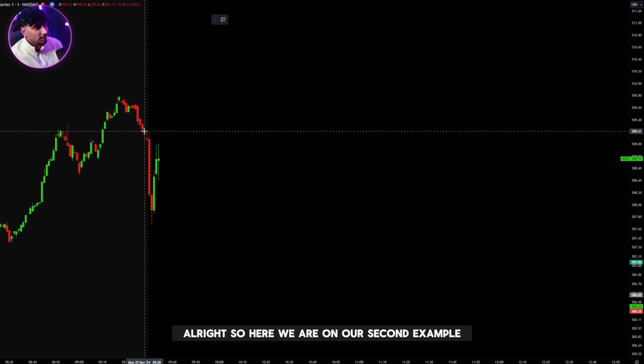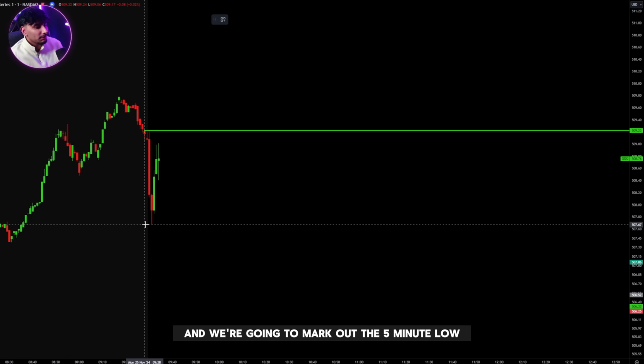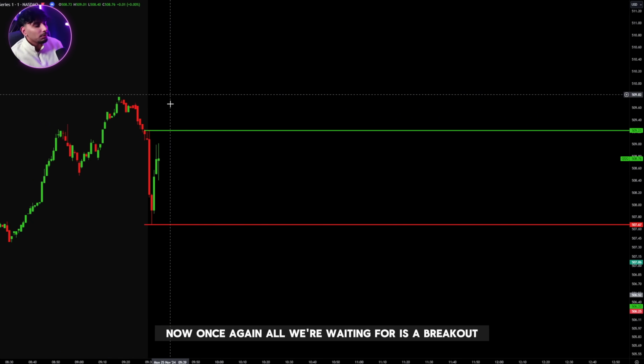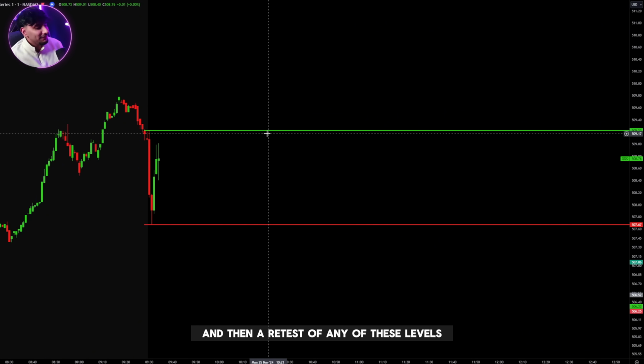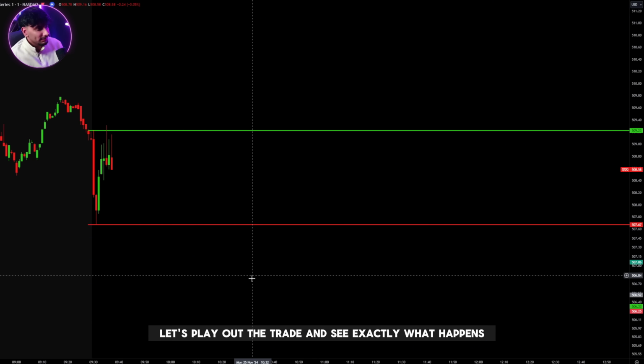All right, so here we are on our second example. In this example, we're going to mark out the 5-minute high and we're going to mark out the 5-minute low. Now, once again, all we're waiting for is a breakout and then a retest of any of these levels. So let's play out the trade and see exactly what happens.